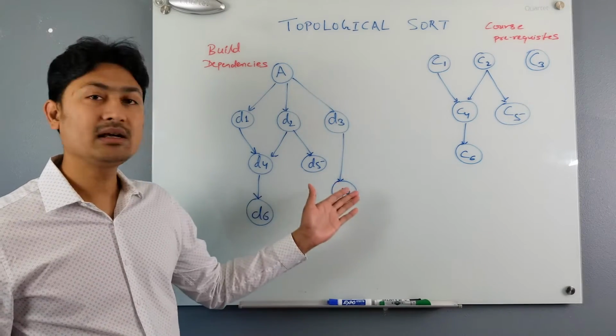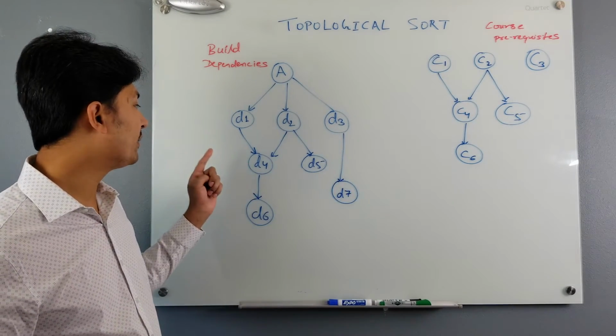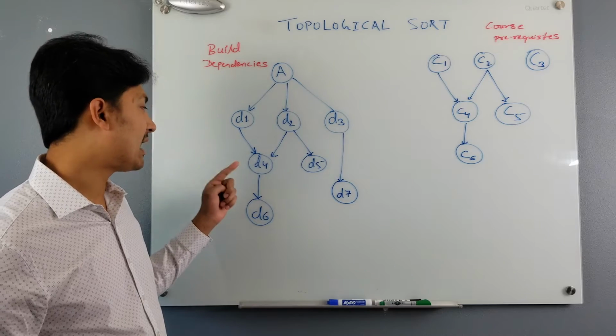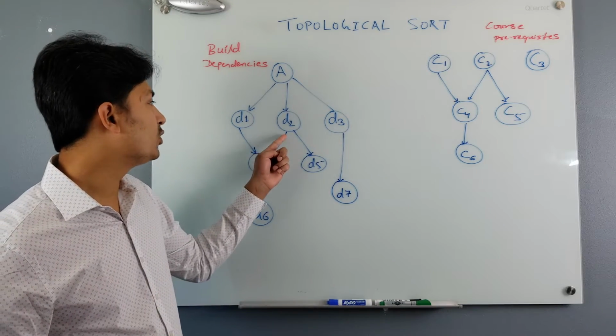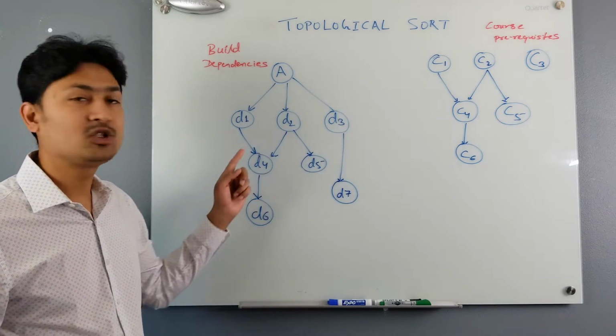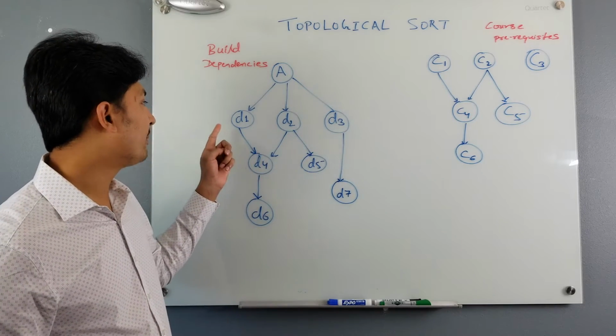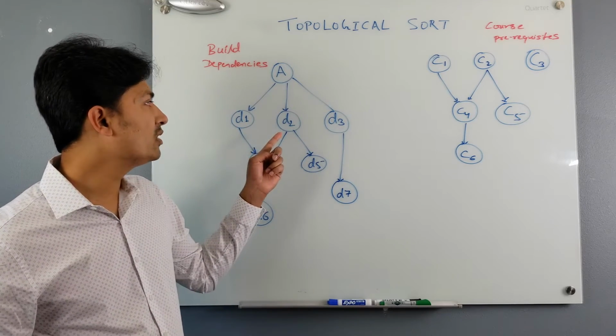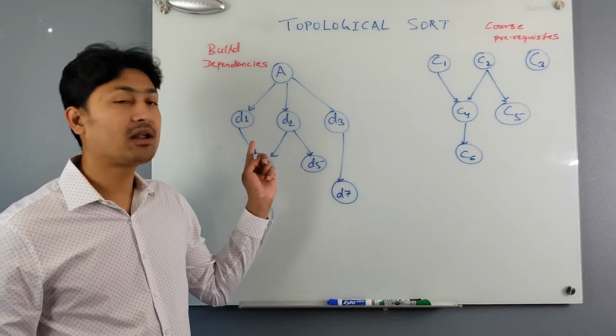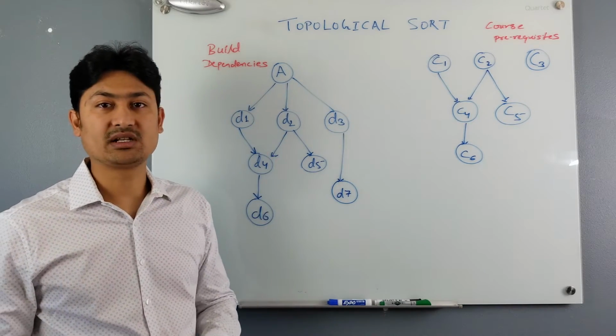Once these are built, then you can further build dependencies like D4, D2 and D3. Once those are built, then you can build dependencies D1 and D2, and once D1, D2, D3 are all built, then you can build your application.